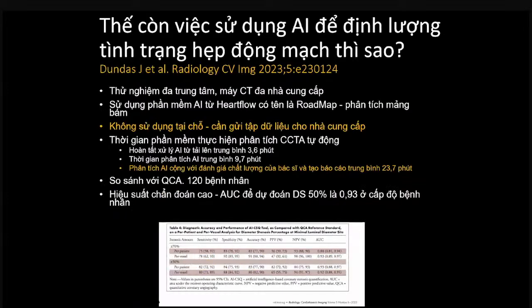Here's another paper also published last year, another multi-center trial using the four major vendors. It used AI software from a company called HeartFlow. Again, it was not on site and you needed to send the data sets to the vendor. You can see the time taken for post-processing and analysis was pretty fast. However, it's important to know that the AI analysis also requires a physician or radiologist to review the images and generate the report. And again, it had high diagnostic accuracy compared to catheter angiogram.